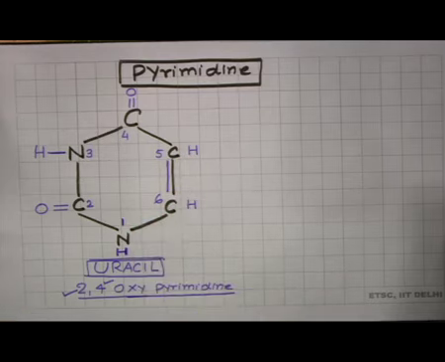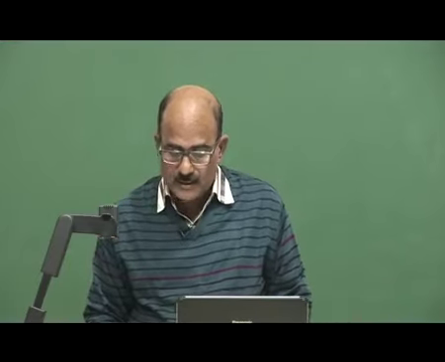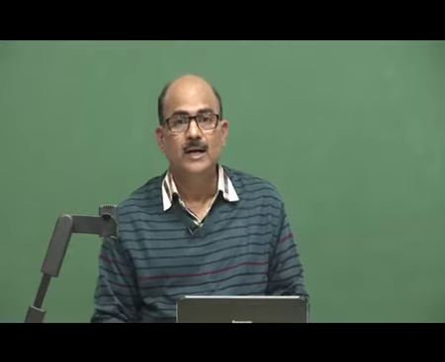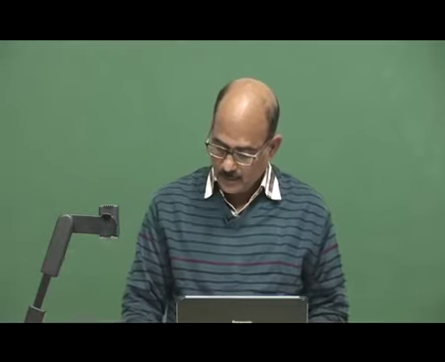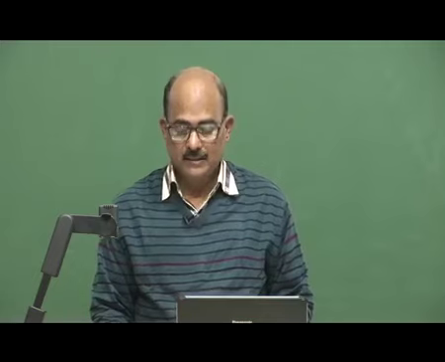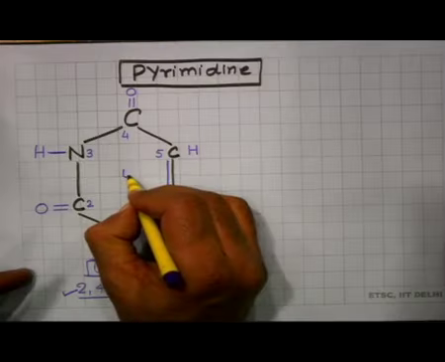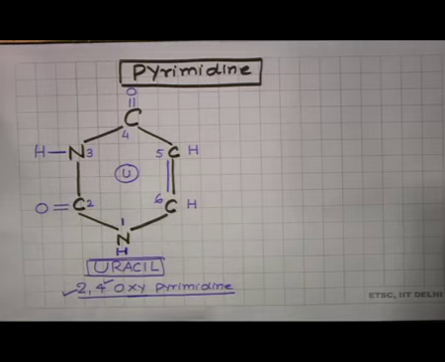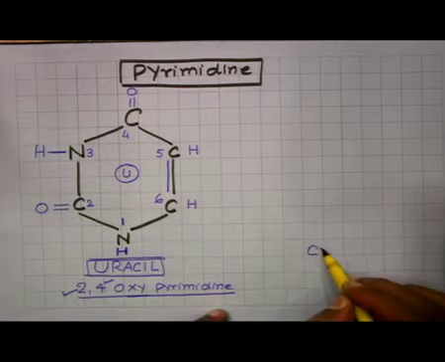So, we can easily write the structure of uracil with the help of the skeleton and by knowing the chemical name of all the pyrimidines, that is the uracil. It is designated by U. Now, in the same way you can write the structure of cytosine here.